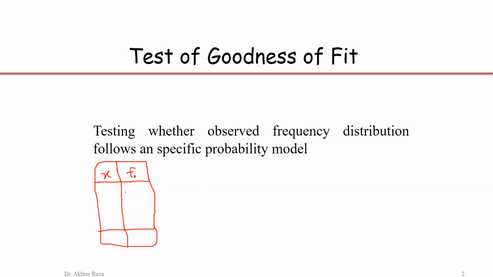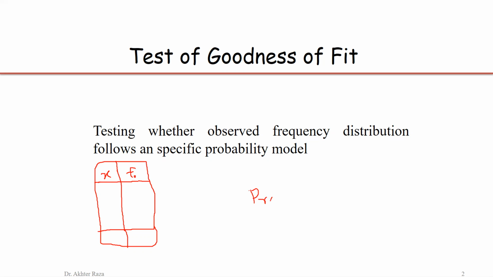Like we are assuming that this observed frequency table follows a binomial distribution. The binomial distribution is a hypothetical or suggested distribution, which we are going to fit to this data, and the goodness is to be checked. Goodness means whether this data actually follows the binomial distribution or not. So we should have a proposed model and an observed model.